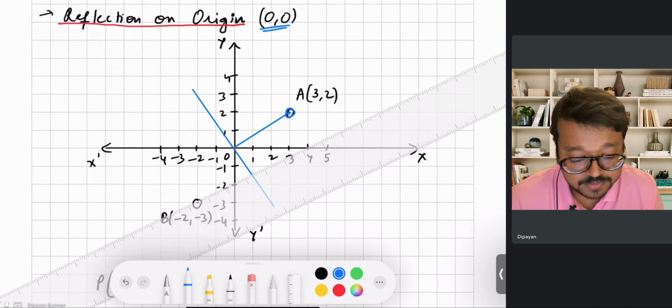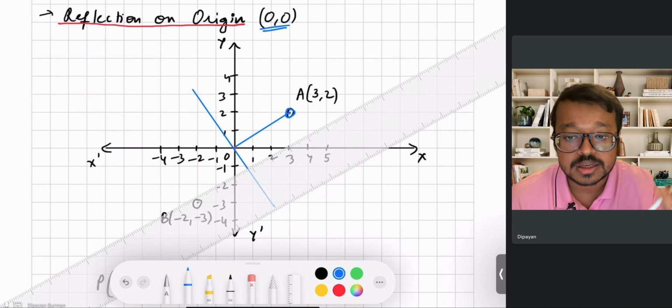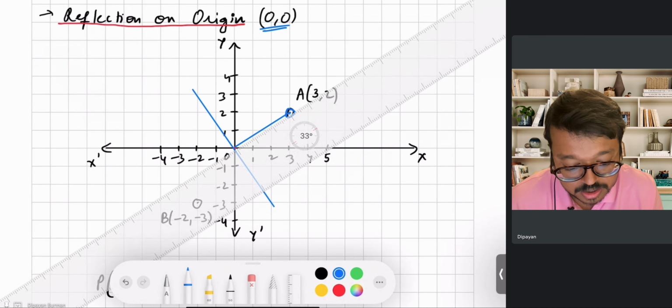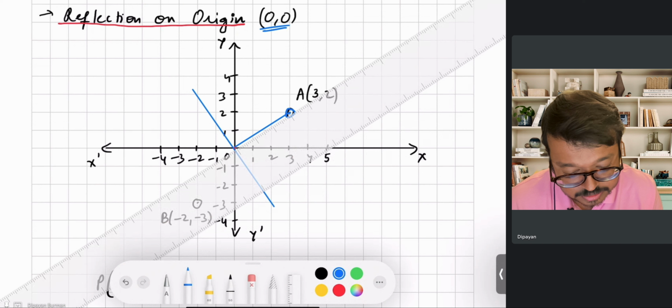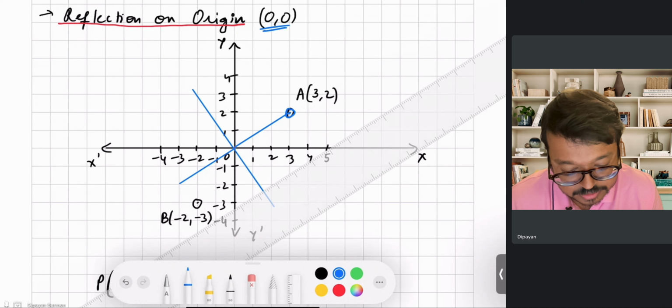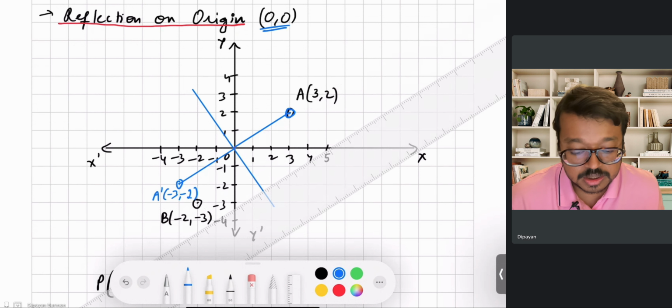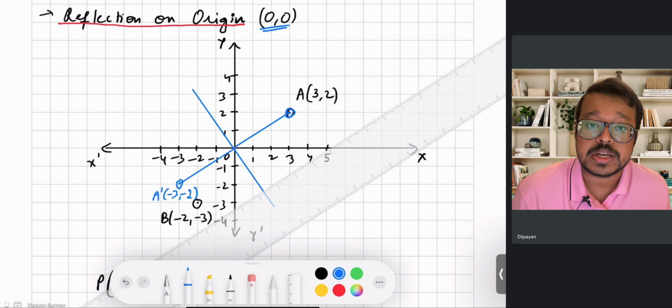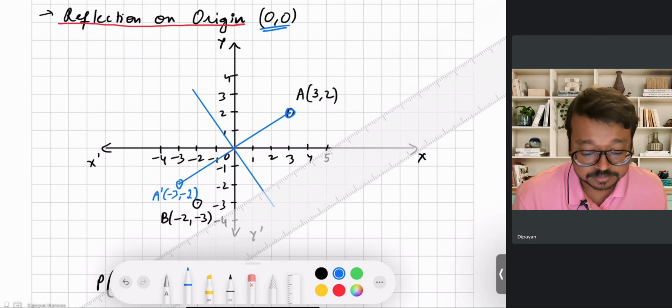So suppose we have the distance OA. If I take the same distance and trace it backwards, I will reach a point somewhere over here. Let's say this is point A dash and the coordinates are -3 comma -2. So the point A 3 comma 2 reflected on the origin will give the point A dash -3 comma -2.